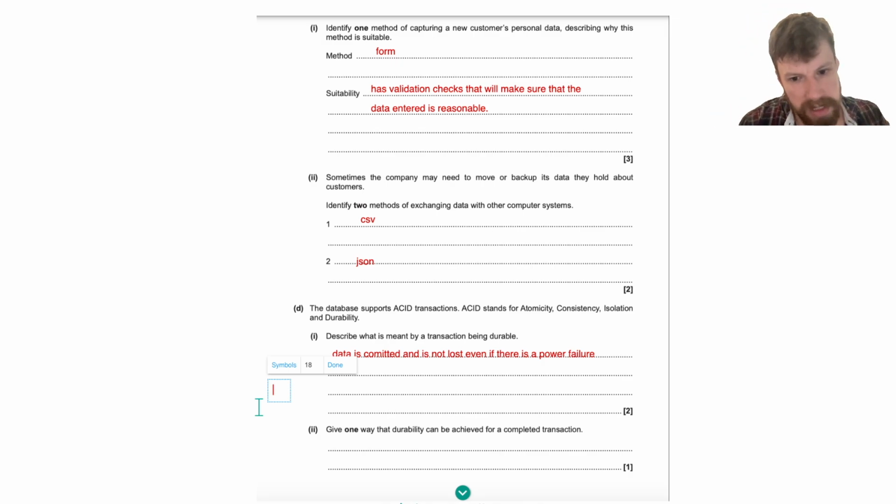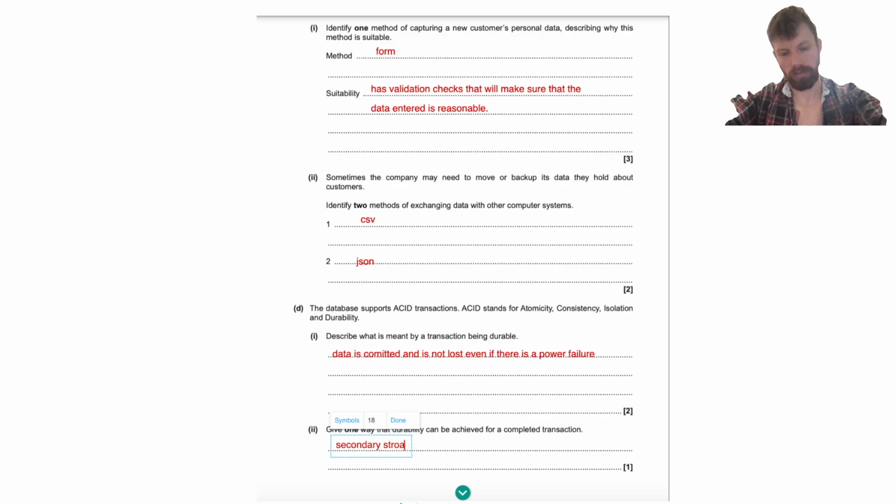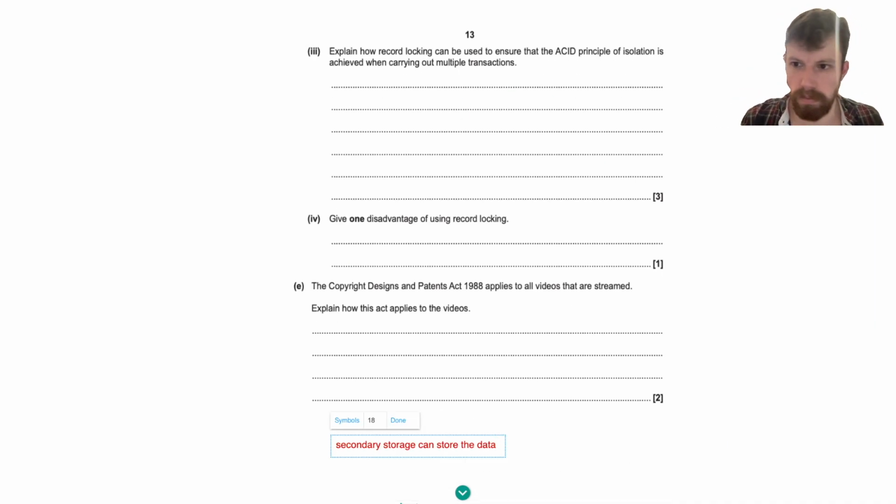Give one way that durability can be achieved. Essentially what we can do is store the data on secondary storage. So again, the buzzword is going to be secondary storage there.